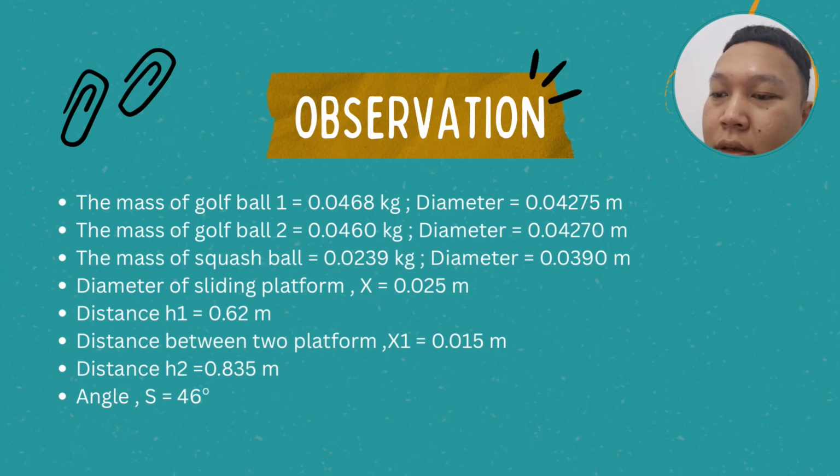As for the platform, the meter of the sliding platform is around 0.025 millimeter, and the distance h1, the height one, is 0.62 millimeter. The distance between two platforms, x1, is 0.05 millimeter, and the distance of h2 is around 0.835 millimeter, and the angle of throwing the ball is around 46 degrees.